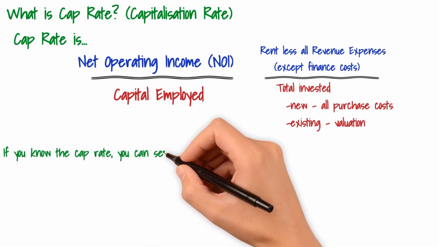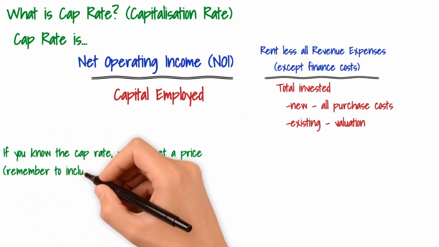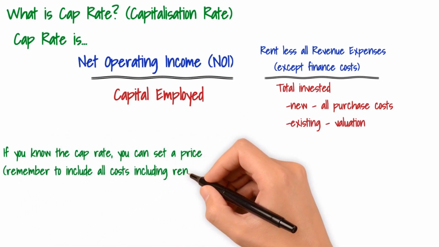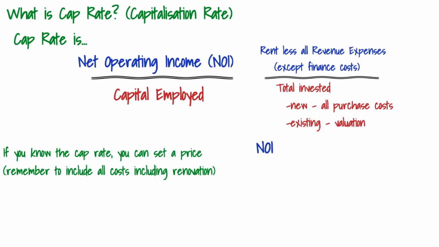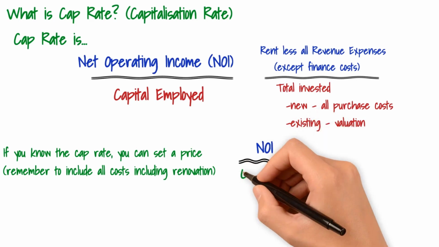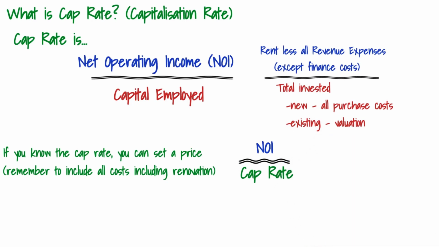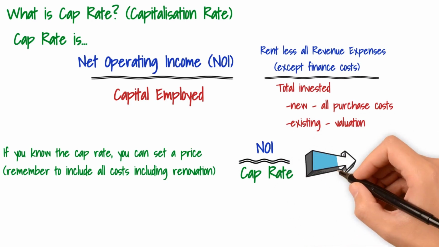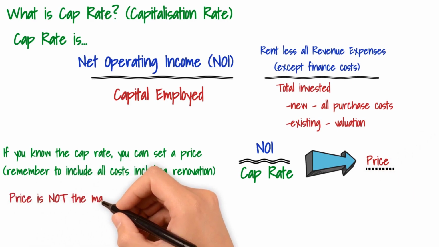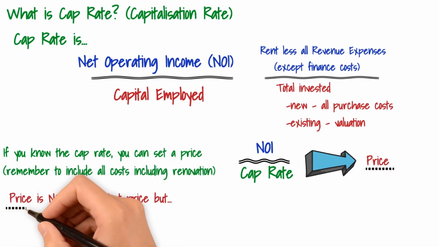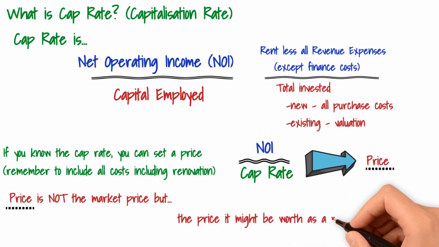If you know the cap rate, you can set a price limit so as to reduce the chance of overpaying. Dividing net operating income by the cap rate gives that price. However, you should note that this is not the market price, but just the price that a property is worth as a rental.